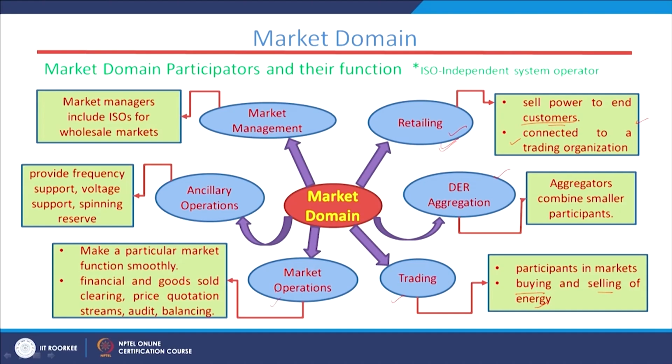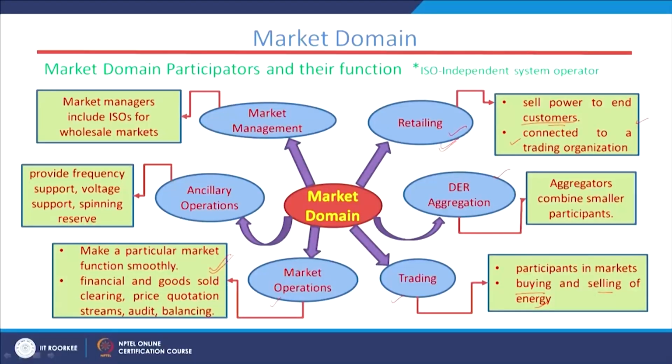Now, of course, market operation is also important. What is the function of this market operation? The market operation basically functions very smoothly, handling the financial affairs and goods which are sold inside the smart grid system, and also the price quotation streams and balancing. These are the major part of the market operations.